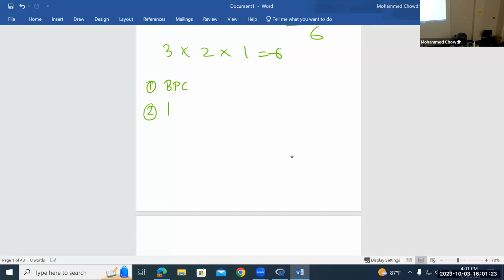Okay, so I finished the first one, BPC, the basic principles of counting. Now I want to do permutation. So what is permutation? Ordering matters. That means order matters. What does this mean? Suppose we have letters. What are the letters? A, B, C. 3 letters, right? So with 3 letters, I want to arrange them.